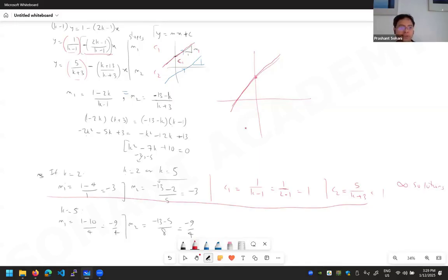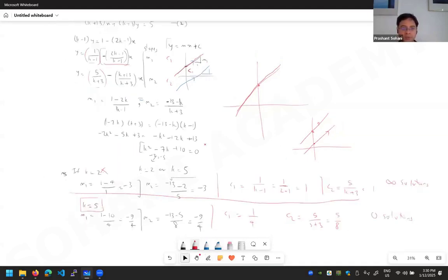Okay. But in the case of k is equal to 5, you will see that the C1 and C2 are different. So C1 is 1 over 4, and C2 is how much? 5 upon 5 plus 3. So 5 upon 8. So you see C1, C2 are different. So therefore, this is really the case we are looking for, where the slopes are equal, but the intercepts are different. So therefore, these are really two parallel and distinct lines. So therefore, here you have no solution. And so the only acceptable answer is k is equal to 5 and not k is equal to 2.